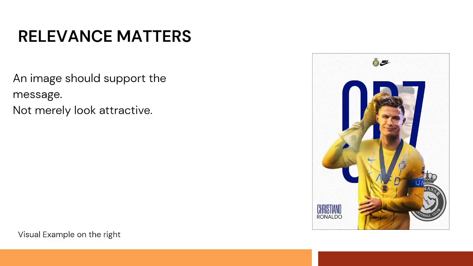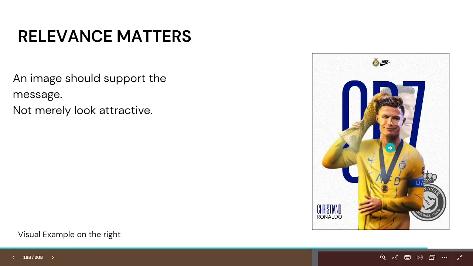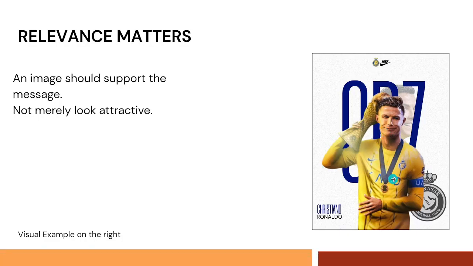An image should support the message, not merely look attractive. When we are trying to communicate the image of a premium brand, then we have to use premium images that align with the premium nature of that brand. And there's a visual example here on the right. This is Cristiano Ronaldo. We are all familiar with him. And this is his image being used in this piece of design. There is also a backdrop image of his in the background. We don't really need much explanation to know that this is CR7. The image already supports the message.